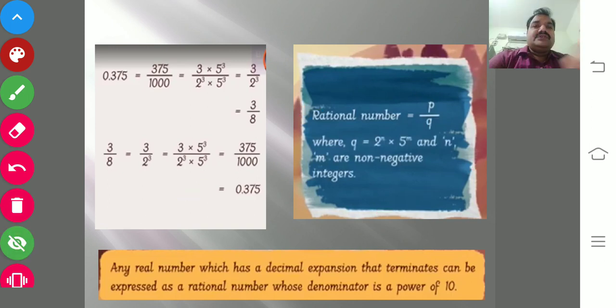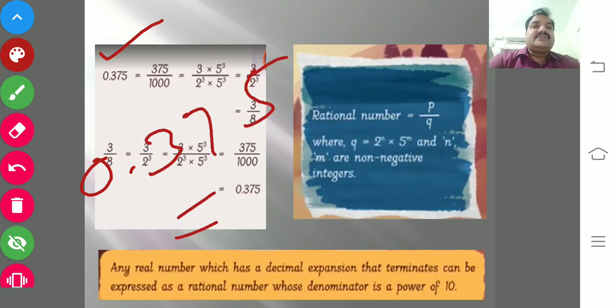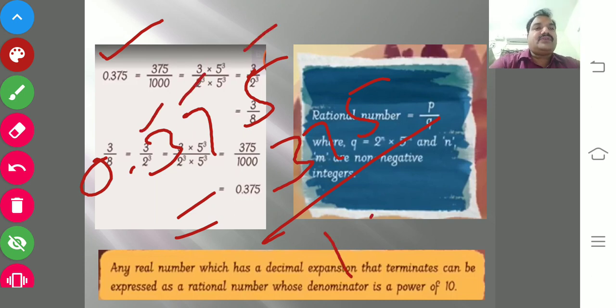Before entering into the content, first you have to know how to convert a decimal into a rational number, and a rational number into a decimal. For example, 0.375. You can write 375 by, and after the point, count how many digits there are: 1, 2, 3. So you write 1 and three zeros. This is the conversion into p by q form.